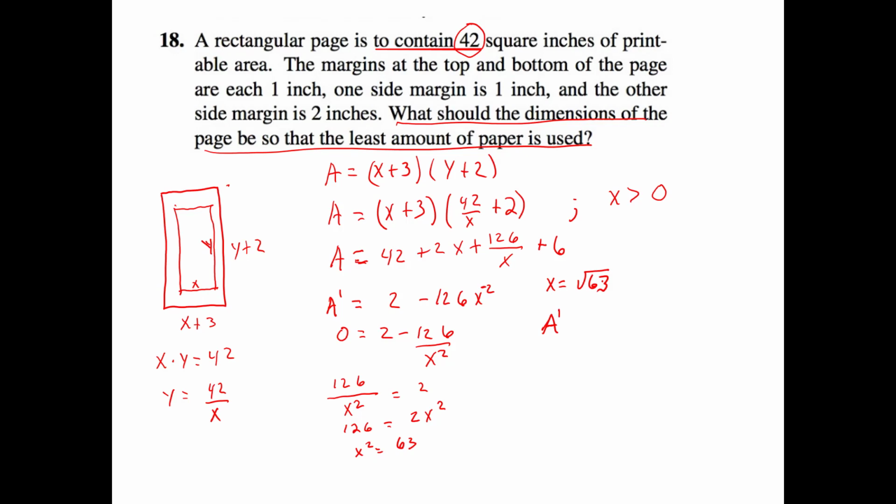So we look at the second derivative, which would be positive 252 over x cubed. You can see that when I put in the square root of 63, there's no chance for this to be negative; it will be positive. Therefore, it's concave up. Therefore, it's a relative min by the second derivative test, and since there's only one, therefore it's an absolute min.